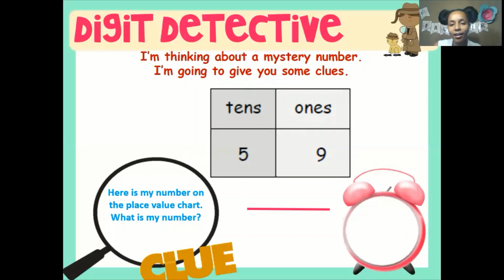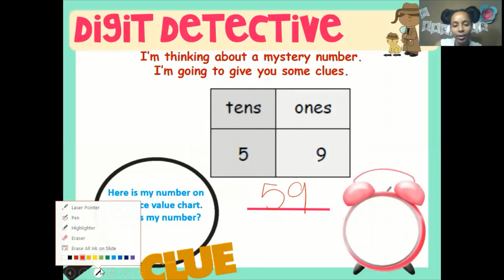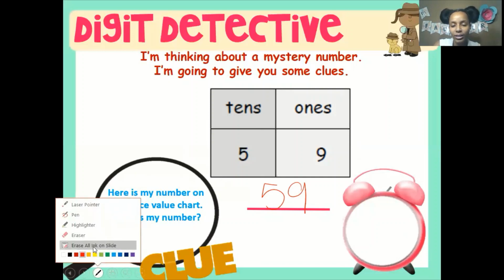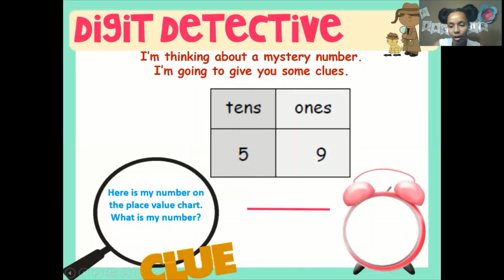Time is up. I heard that this one was easy peasy lemon squeezy. So what is my number? Shout it out. You got it. It's 59. Go ahead and give yourself 10 brag bucks if you got it right, or take away 10 brag bucks if you got it wrong.